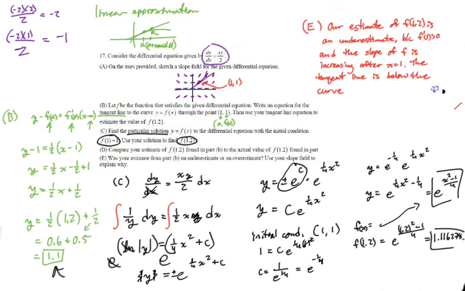Now, whenever you do explanations, you have to make sure that you do what it says. It says use the slope field to explain why we have an underestimate. So you have to reference the slope field or information that you get from the slope field.